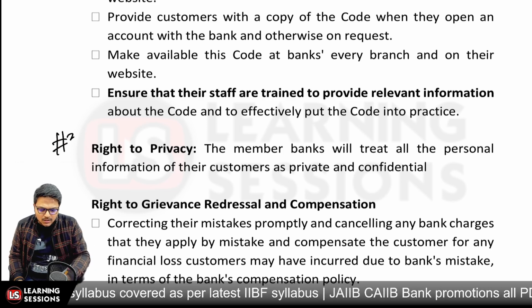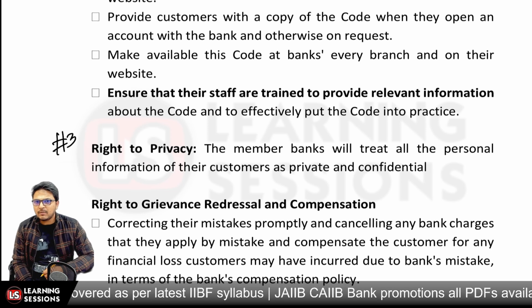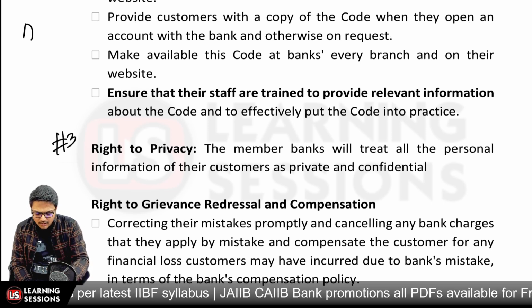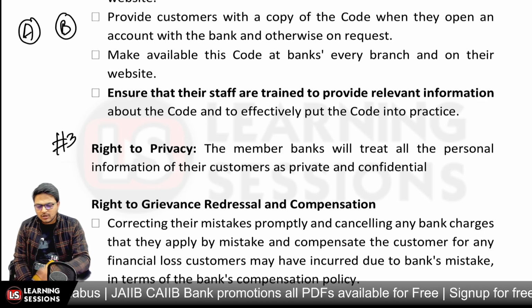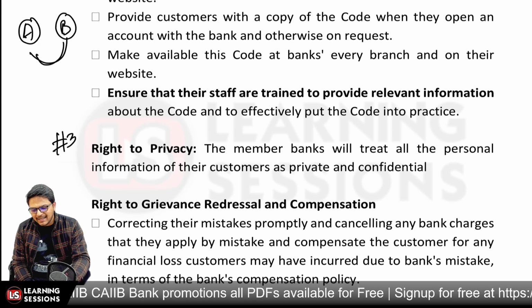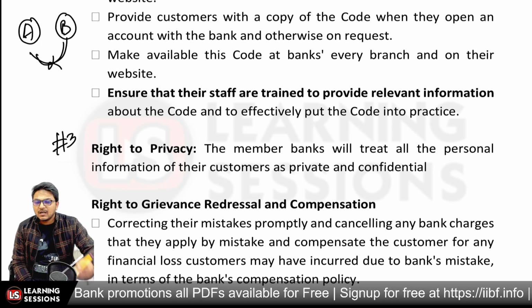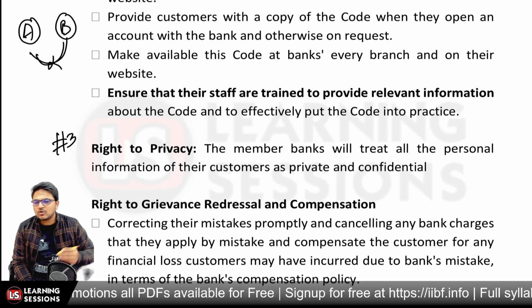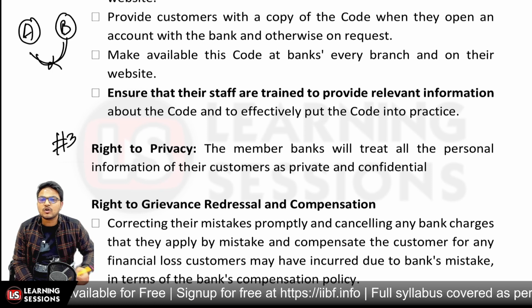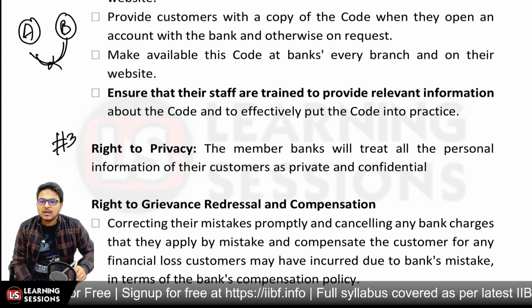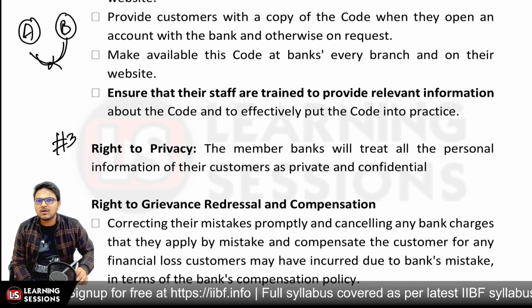The third one is related to the right to privacy. Let's say I opened my account and my brother visited the branch, right? He should not be allowed to know anything about my account. Even if my spouse visits the branch, the person should not be allowed if the person does not have a joint account or either-or-survivor account with me. They should not have any information, and that information must be private and confidential.